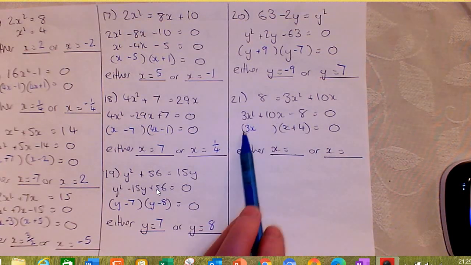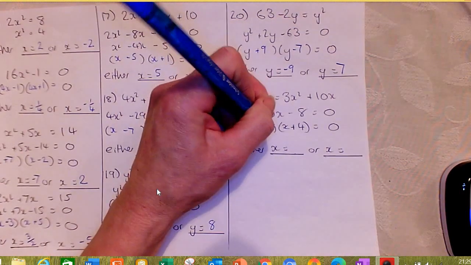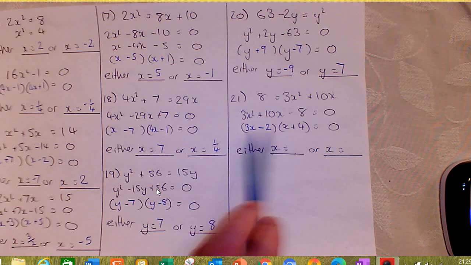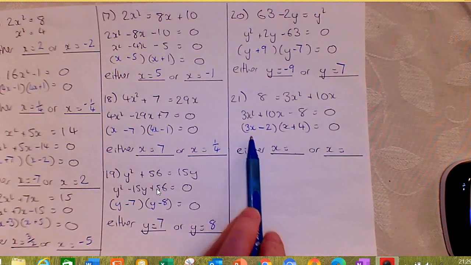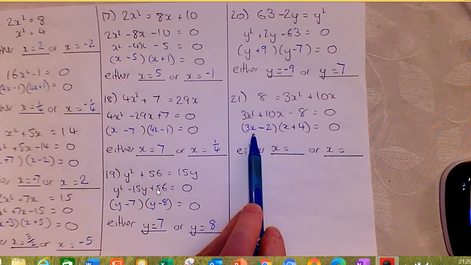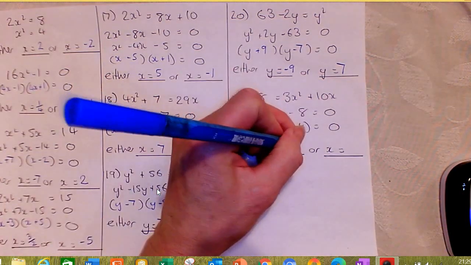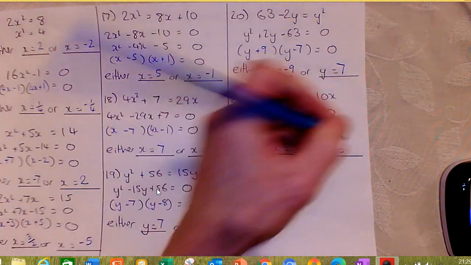So I think I'm nearly there. 3x squared add 12x, take 2 like that. I think that works. 3x squared add 12x take 2x take 8 equals 0. Okay, so 3x is a 2. If 3x is a 2, x is 2/3, or x plus 4 is 0, so x is minus 4.